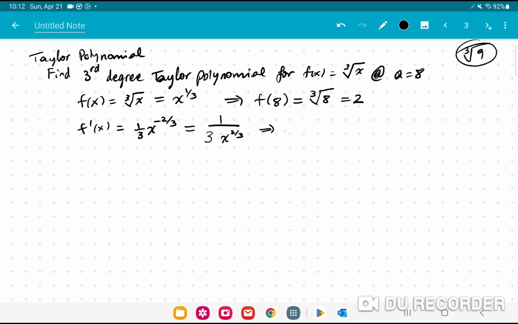Okay, so stick a in, 8 in, so 8 to the power of 2/3. 8 to the 1/3 is 2. Squared is 4 times 3 is 12.